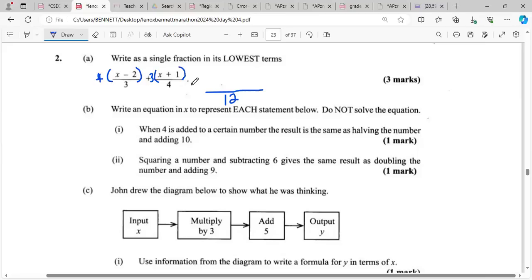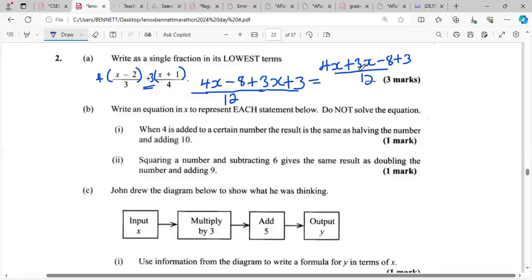So expand now. 4 times x, 4x. 4 times negative 2, negative 8. Remember, negative times positive gives negative, right? And then now, because it's a plus 3, we just multiply 3 times x, 3x. And 3 times 1, positive 3. We don't have any space now, guys, but we're supposed to group them. So it will be 4x plus 3x. We don't change the sign of these. Minus 8 plus 3. And remember, there's no equal sign, it's just an expression.